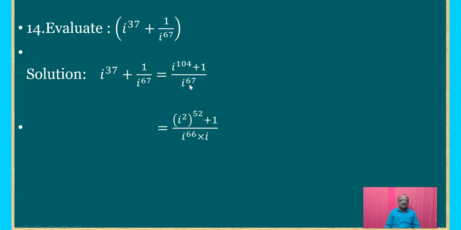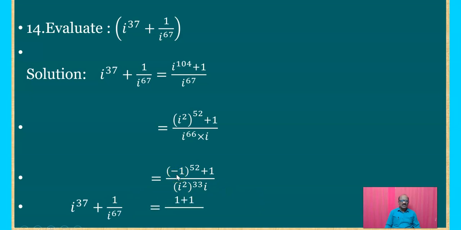i raised to 67 means i raised to 66 into i. i squared is minus 1, so [minus 1] raised to 52 plus 1 upon [i squared] raised to 33 into i. Minus 1 raised to 52 means 1, plus 1 upon minus 1 raised to 33 into i. Overall you will get minus 1.